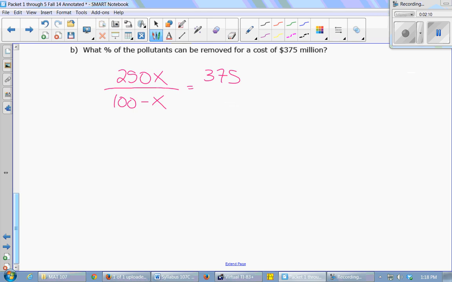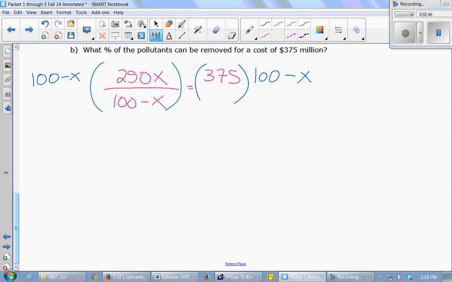I know some people solved it. Yeah, Nico? Okay, so I have a denominator, right? The 100 minus X. Don't you just hate fractions? They're the worst. So my first step is going to be to get rid of the fractions. So I'm going to multiply both sides of the equation by 100 minus X.